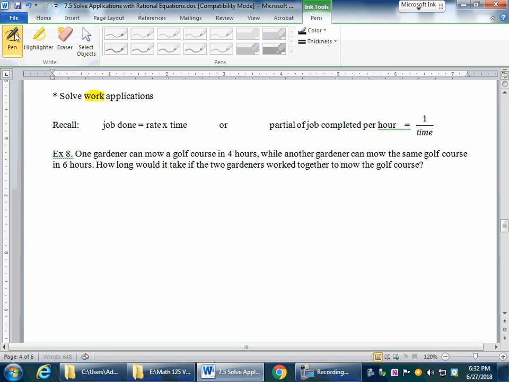The formula is: the job done is equal to how fast you can work times the amount of time it takes you to finish the job. So the job done is the rate times the time. How fast you can work, times the time. And the partial job done per hour is basically 1 divided by the amount of time that you need. Your textbook explains it with the partial job done idea, and I will go slightly different so that you can understand.